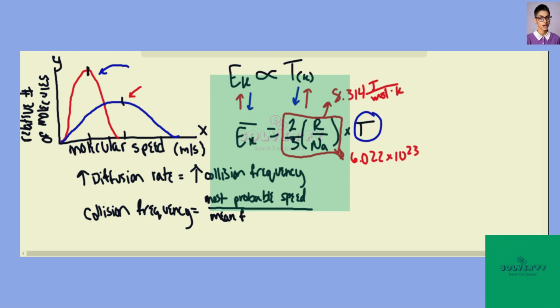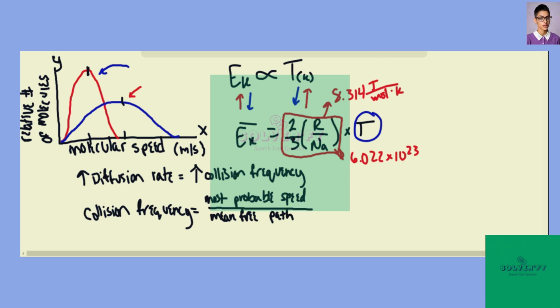And now going back down here, collision frequency equals most probable speed divided by mean free path. And our mean free path is a little bit complicated to figure out. For all intents and purposes, we don't need to know it to figure out our collision frequency. We do, however, need to know that mean free path won't change based on our temperature change. So nothing that we change in this problem will influence our mean free path. The only thing that we will change will be this top number here, our most probable speed.